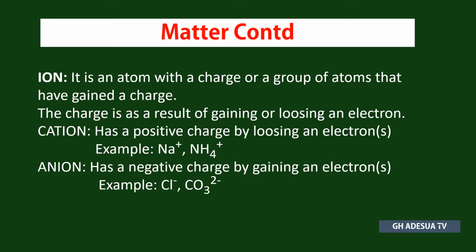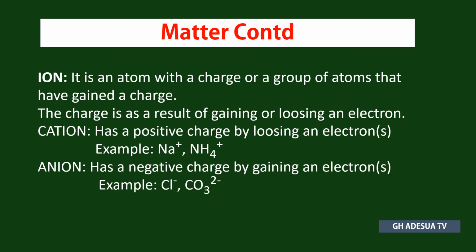Now let's talk about the ion. Ion, I-O-N. It is an atom with a charge or a group of atoms that have gained a charge. So it can be a single atom with a charge or 2 or more atoms which have a charge for that group.